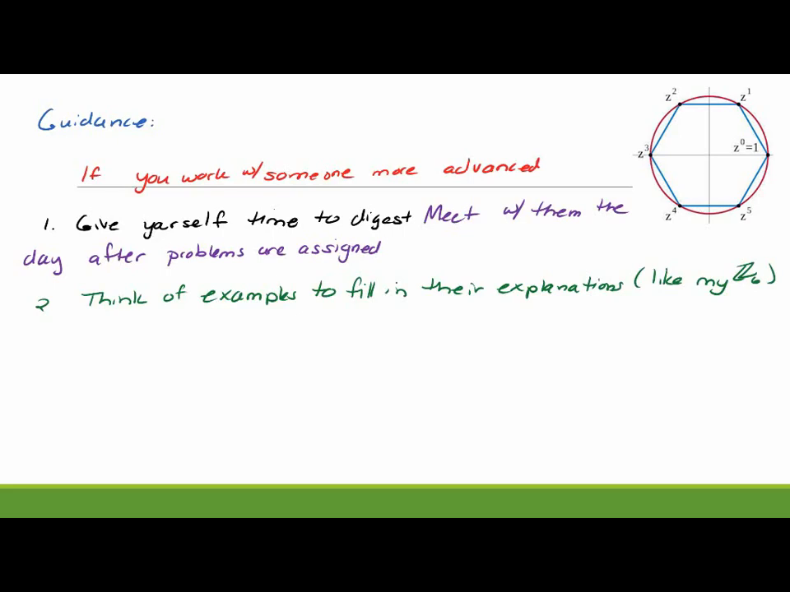Think of examples to fill in their explanations. If someone's explaining something to you, like, oh, well, here you can form this set, A squared, A cubed, can you give me an example with a group that shows me something like that? So ask them for real examples along the way as they're explaining things to you, so that you can get your hands on it and see what that looks like. That's a good way to slow them down and help you digest what they're trying to explain to you.